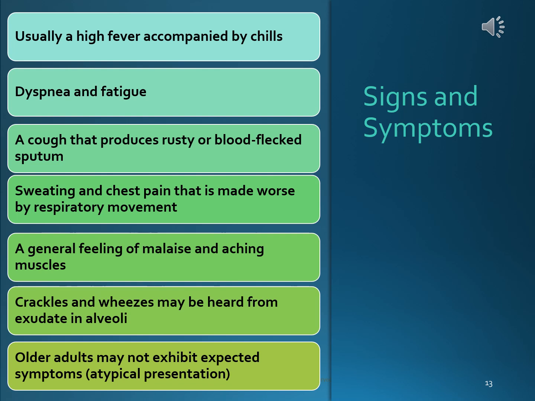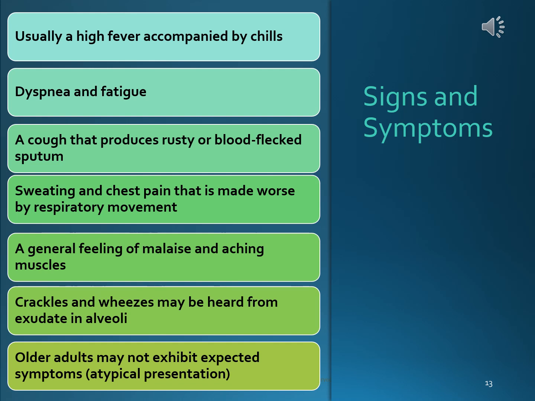obstruction. Some older adults may not exhibit these expected symptoms, and we call this an atypical presentation. So when you get new onset confusion or lethargy, or you get people who have dementia who have an acute behavior change, anytime you see fever, and remember, older adults don't get a high fever, so even a mildly elevated temperature, new onset dyspnea, this should always cause suspicion for pneumonia in older adults.